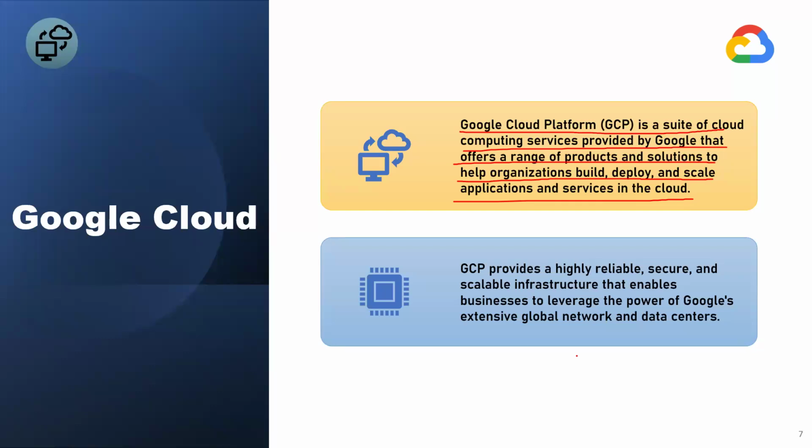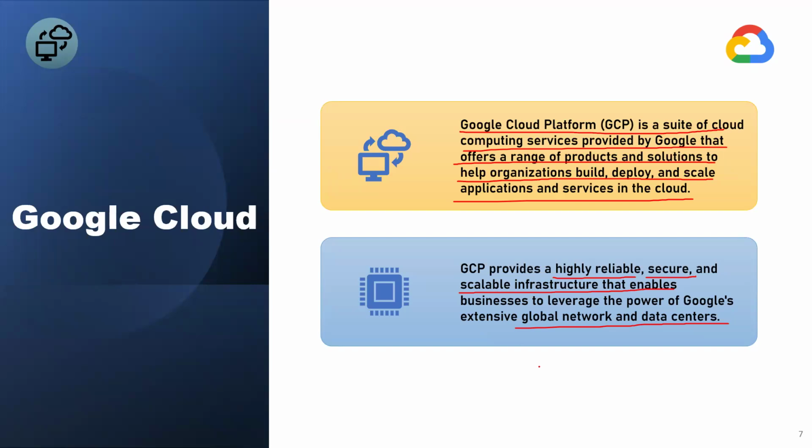So that is what the cloud is, very simple. It is one of the leading cloud providers which provides cloud computing services, very useful for organizations to build the application, deploy the application, and scale the applications and services in the cloud platform. GCP provides services which are highly reliable, secure, and scalable infrastructure. You can also use the global network and data centers for that, because Google Cloud has an infrastructure that is available throughout the world.